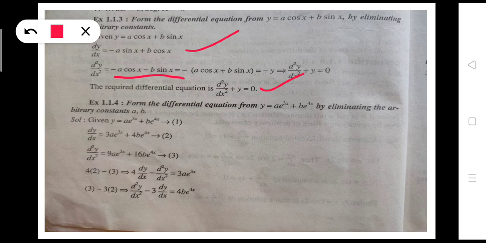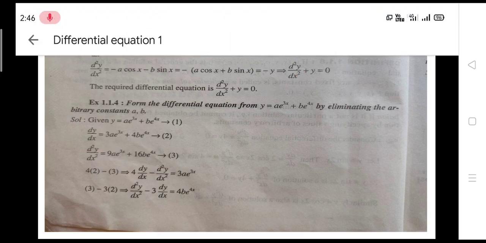And see another example. Form the differential equation from y is equal to a into e power 3x plus b into e power 4x by eliminating the arbitrary constants a, b. What is given? Form the differential equation from y is equal to a into e power 3x plus b into e power 4x by eliminating arbitrary constants a, b. Here the given equation is y is equal to a into e power 3x plus b into e power 4x, that is equation 1.